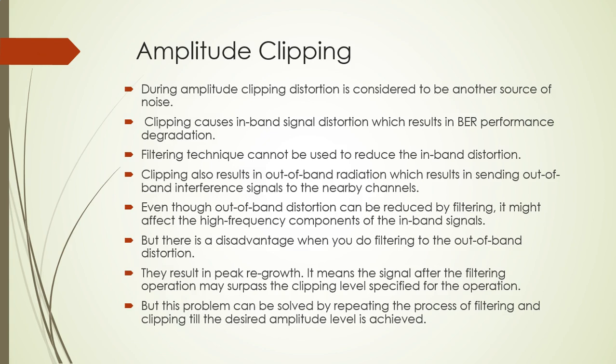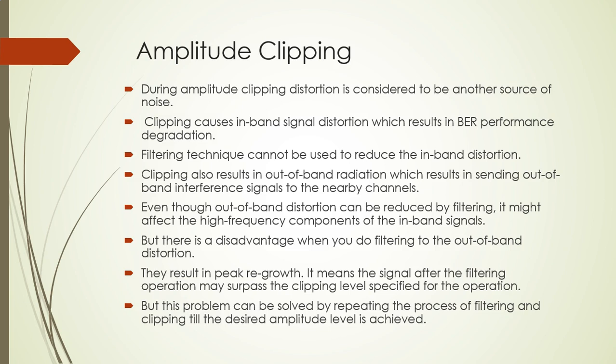During amplitude clipping, distortion is considered to be another source of noise. Clipping causes in-band signal distortion, which results in bit error rate performance degradation. Filtering technique cannot be used to reduce the in-band distortion. Clipping also results in out-of-band radiation, which results in sending out-of-band interference signals to the nearby channels.